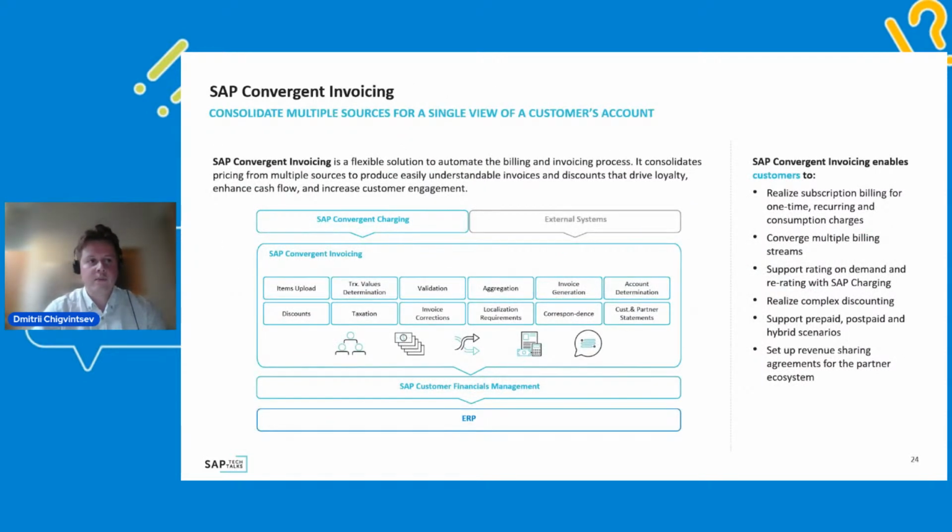Okay, so let's continue with the next module in our chain. It is convergent invoicing. Convergent invoicing is used to aggregate the billing items from various systems. The sources can be both the subscription billing we discussed before, and some kind of non-SAP system. For example, in e-commerce in general they use marketplaces, and all prices are already pre-calculated on the marketplace level. So that means that the e-commerce company doesn't really need to use the subscription billing, because all prices are already calculated.